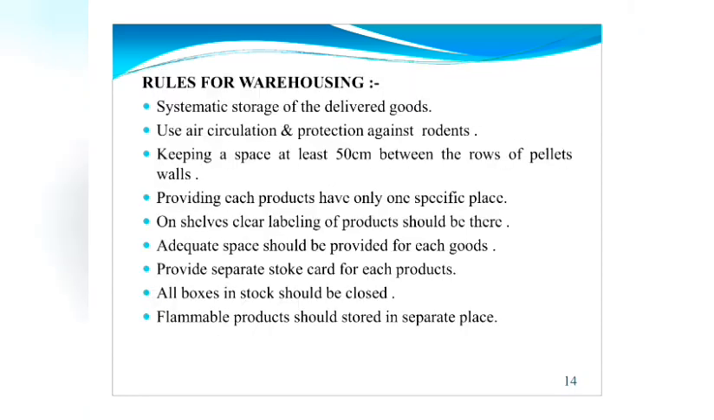Rules for warehousing: systematic storage of the delivered goods. Use air circulation and protection against rodents, keeping a space of at least 50 cm between the rows of pallets and walls, providing each product with only one specific space. On shelves, clear labeling of product should be there. Adequate space should be provided for each goods. Provide a separate stock card for each product. All boxes in stock should be closed. Flammable product should be stored in a separate place.